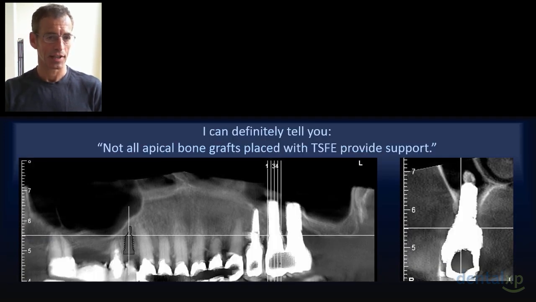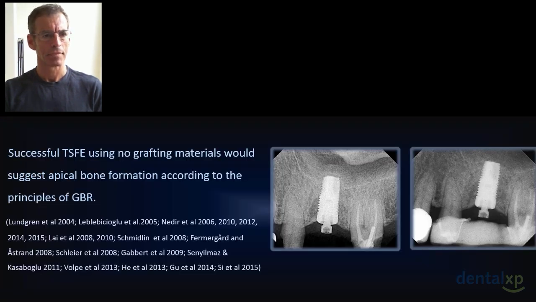And I can definitely tell you that not all apical bone grafts placed with transcrestal elevation provide support. This might have looked very good on periapical radiograph, but you could see my apical graft does very little to support this implant. And successful transcrestal elevation using no graft materials would suggest that apical bone formation, according to the principles of GBR, takes place. Simple membrane elevation and a closed coagulum space.